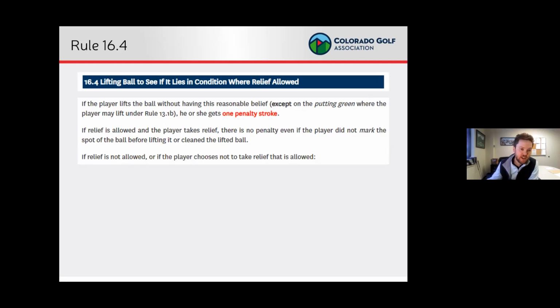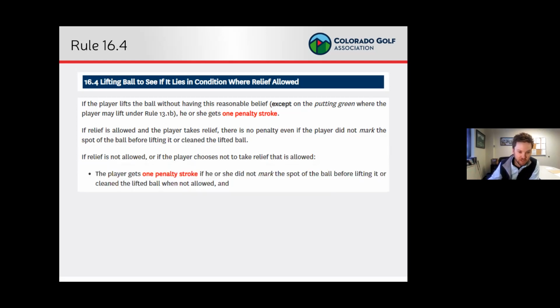And it says if relief is not allowed. So meaning if I mark my ball, pick it up, it's not embedded, I put it back. Or if it is embedded and I choose not to take relief, the player gets a 1-stroke penalty if he or she did not mark the spot of the ball before lifting it or cleaned the lifted ball when not allowed. So if I just picked it up and cleaned it and said, oh, that's not embedded, I've just picked up my ball in the rough or the fairway for no reason and cleaned it. Well, the default is going to kick in where you can't do that. So even though the rules allow you to check for it, you have to do it the right way. You can't just pick it up and do it. You have to mark it, pick it up, not clean it, not embedded, put it back, play on.